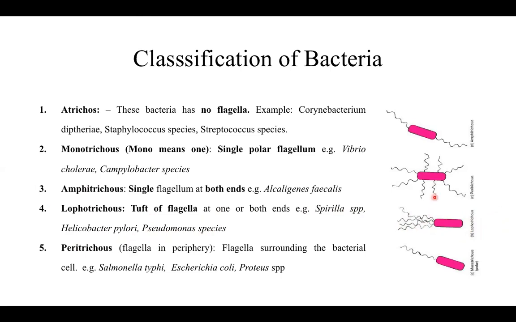And peritrichous bacteria have flagella all over their body surface. Examples of peritrichous bacteria are Salmonella typhi, Escherichia coli, and Proteus species.